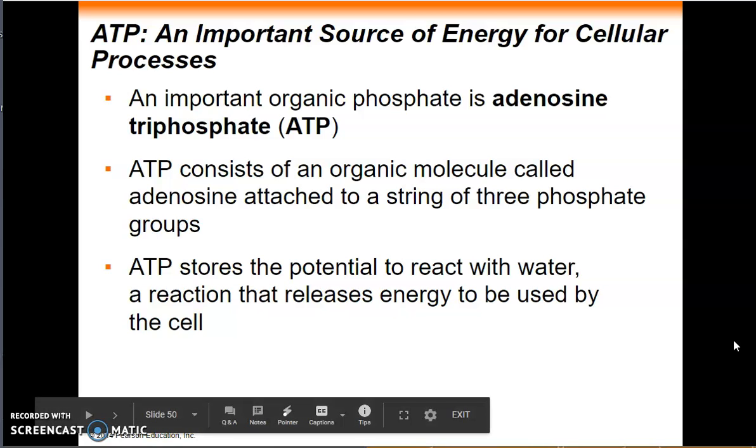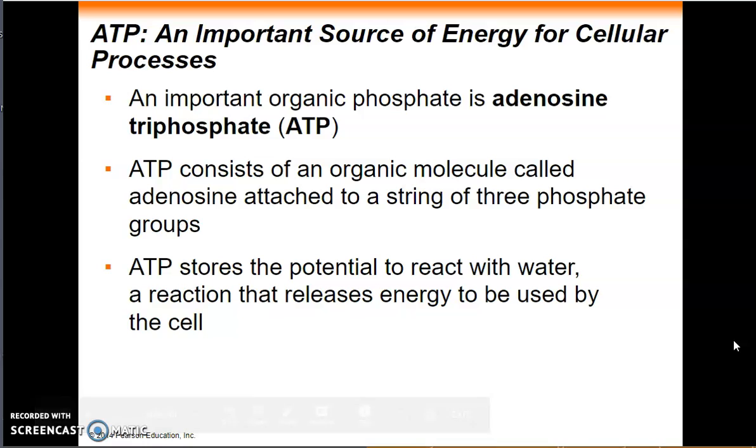ATP is an important source of energy for cellular processes. Adenosine triphosphate, or ATP, is the primary energy transfer molecule in living cells. You might remember we talked about this in biology when we talked about cellular respiration. ATP consists of an organic molecule called adenosine. It's attached to a string of 3 phosphate groups. When one inorganic phosphate ion is split off as a result of a reaction with water, ATP becomes adenosine diphosphate, or ADP. In a sense, ATP stores the potential to react with water, releasing energy that can be used by the cell.